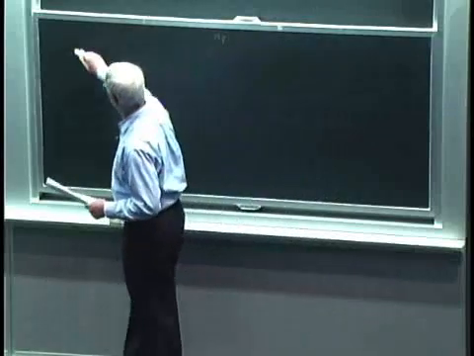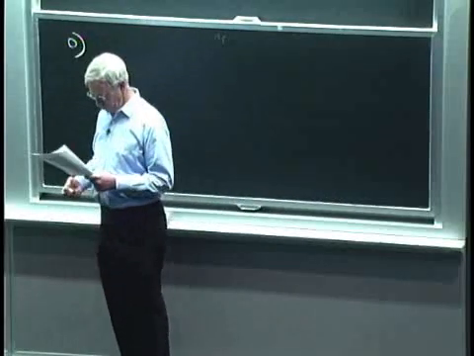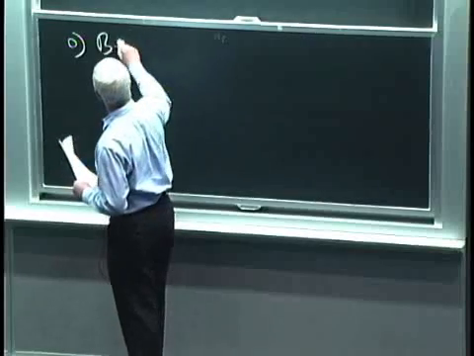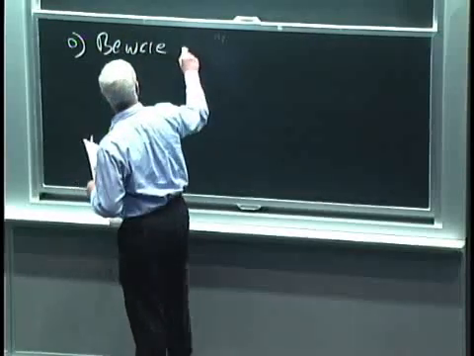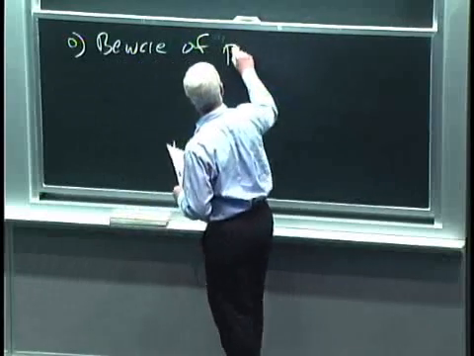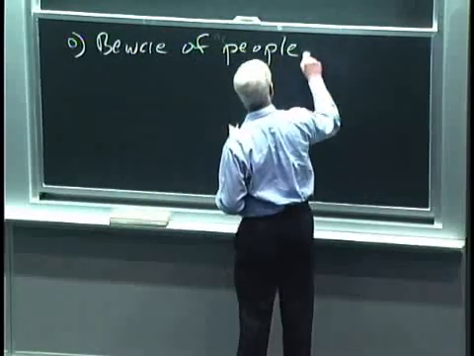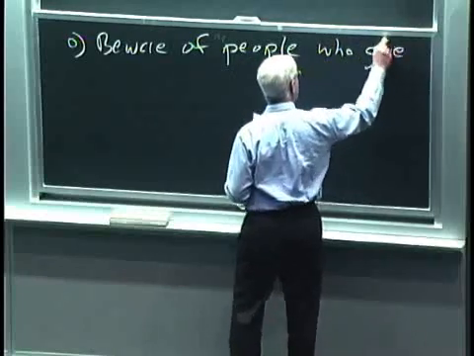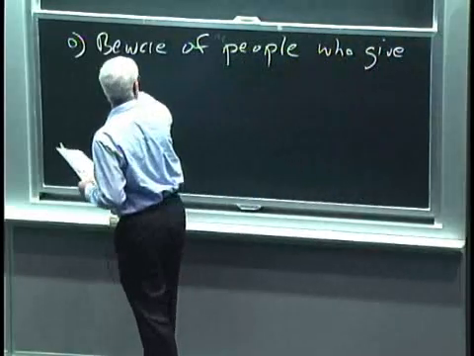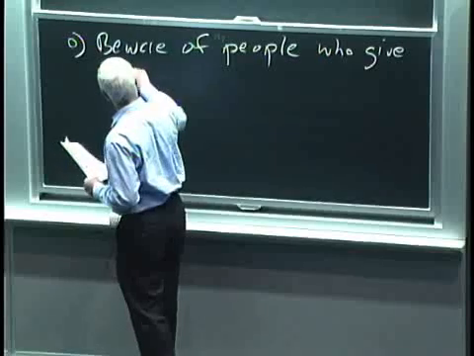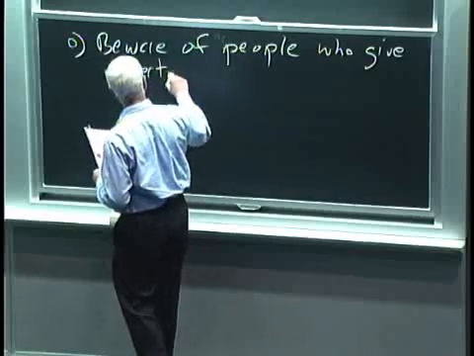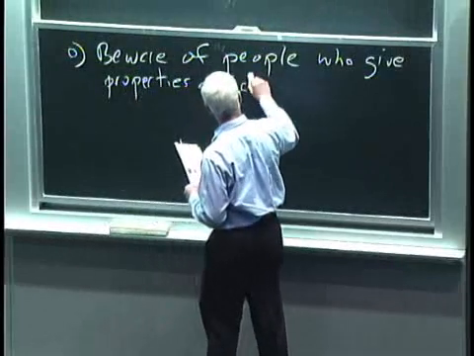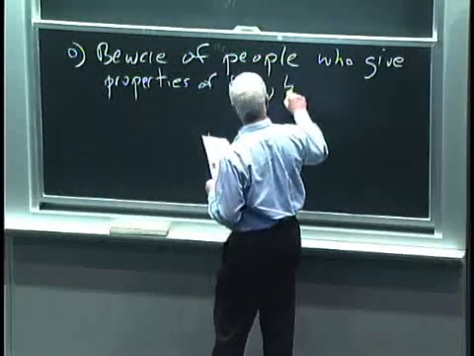So, point number 0, as in the most important, is beware of people who give you properties of data but not the data.